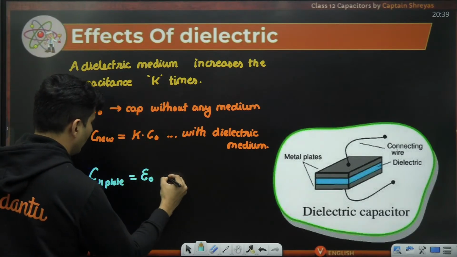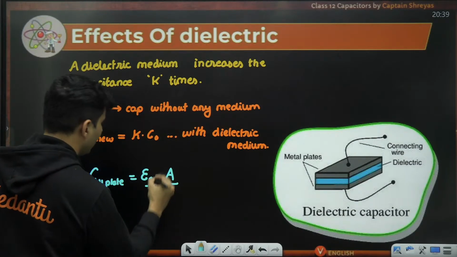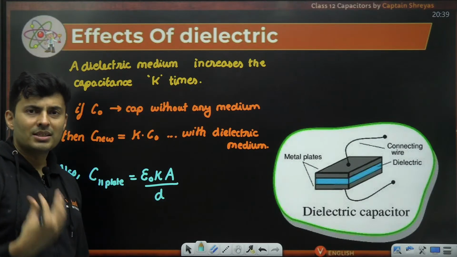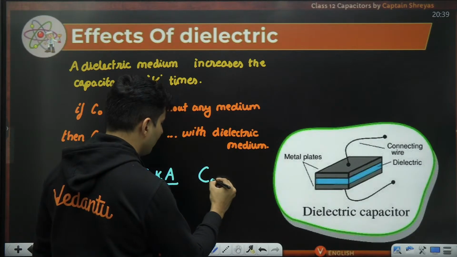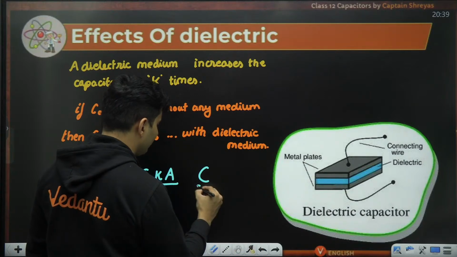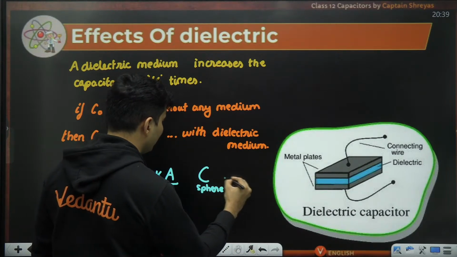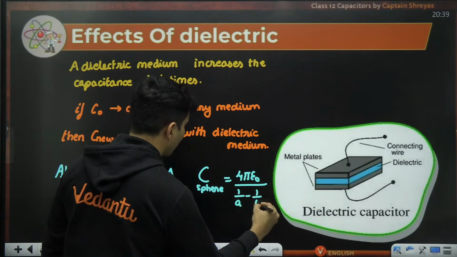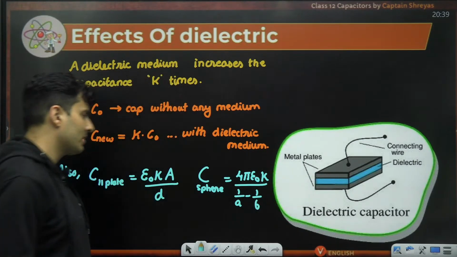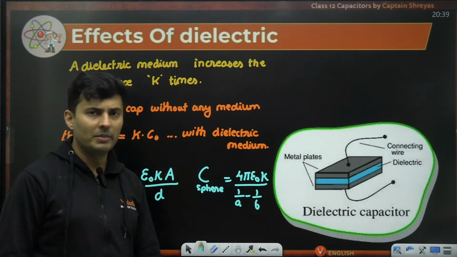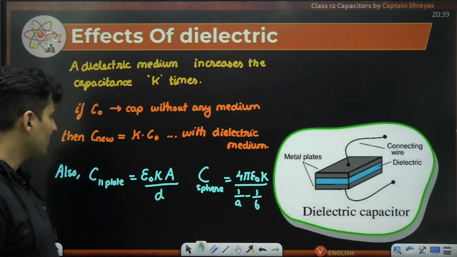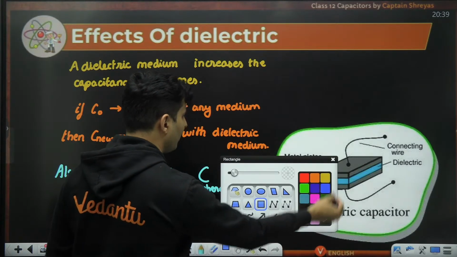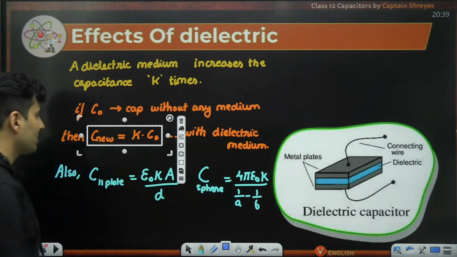Also, just to remind you, all the formulas like the capacitance of a parallel plate capacitor. Earlier, we used to write epsilon naught A divided by D, right? Actually, I should put K also because some medium might be present. Same thing for our spherical capacitor. It used to be 4 pi epsilon naught 1 by A minus 1 by B. Technically, I should also multiply it with K because if the space between those shells is filled with a medium, then it will increase by K times. So these are the modified formulas in case the medium is present. But otherwise, just remember that the capacitance becomes K times.